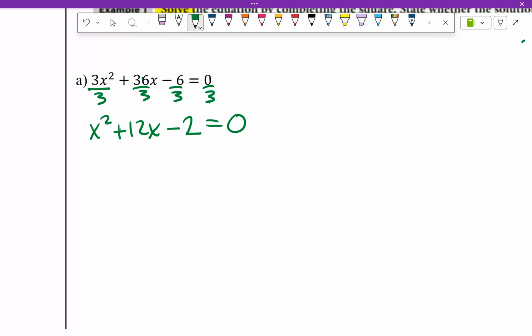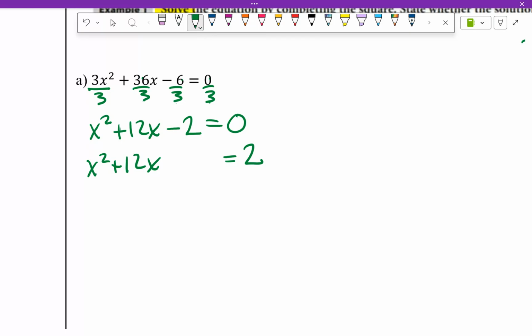The next step said that I had to take the constant and move it to the other side. Right now it's being subtracted. How do I move that to the other side? Add it. Watch what I'm doing. I'm going to leave a huge gap of space. Leave that gap of space.